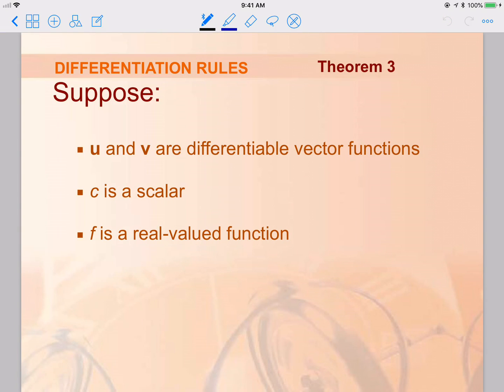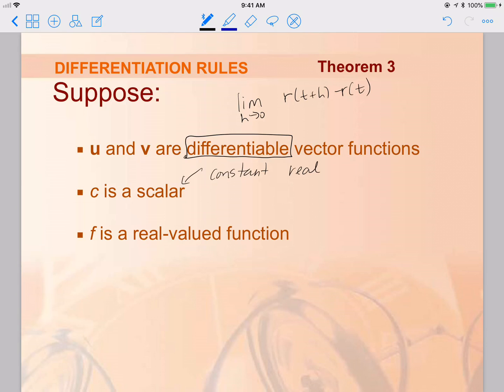So in what follows, c is a scalar, which means just a constant, right? A constant real number. And u and v are differentiable vector functions. And remember, in order to be differentiable, that means that the limit as h approaches 0 of r of t plus h minus r of t over h has to exist, right? And lastly, f is a real valued function, like f of x.